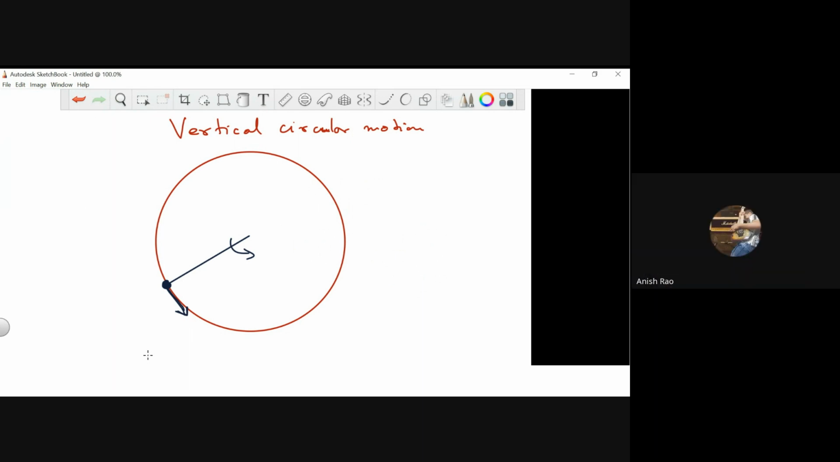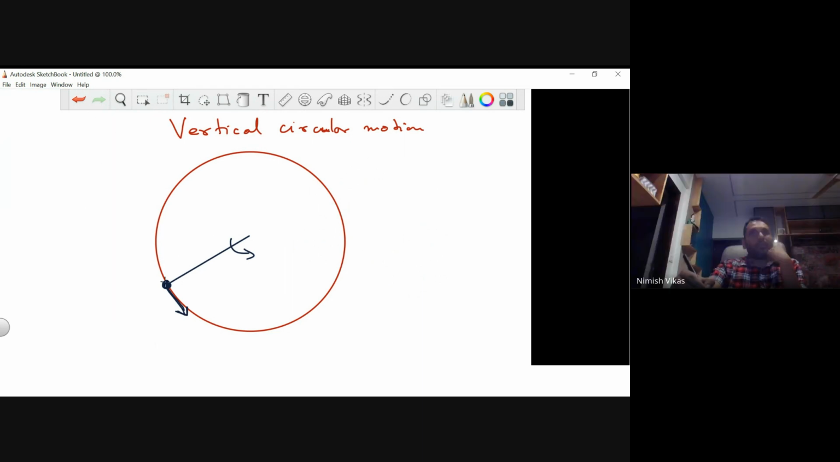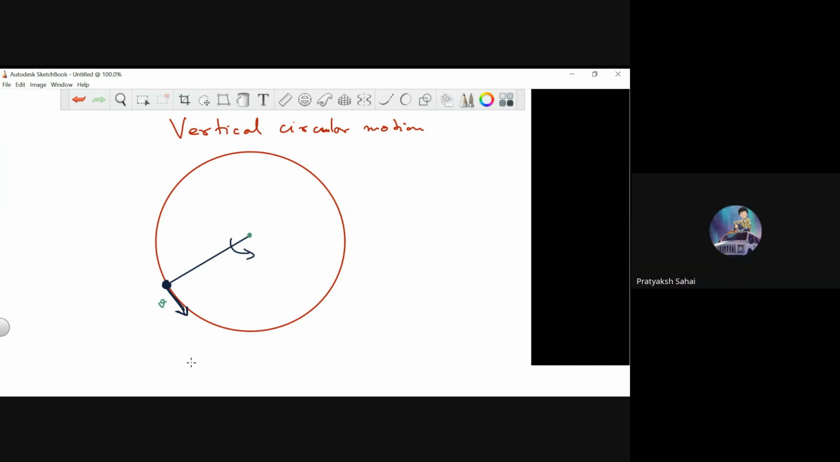Sir, could you repeat the question? This body has a string attached, and the string is being whirled round and round, so the body is going round and round. It has a certain velocity at a certain instance, say v. What is the centripetal force? What are the forces responsible for the centripetal force? Who can say? Sir, tension.